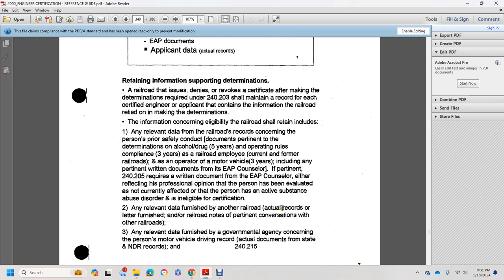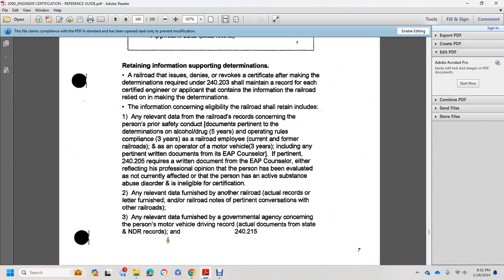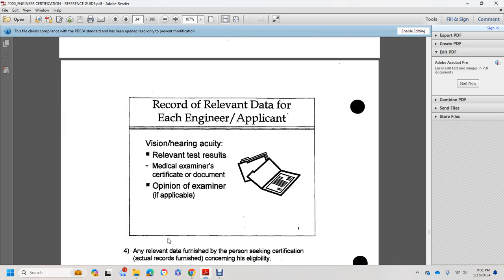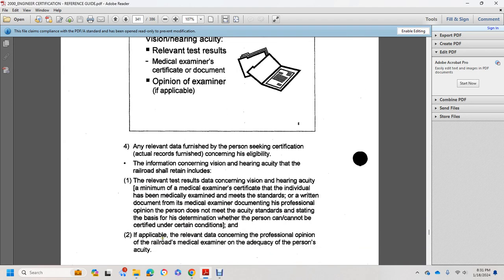Relevant data furnished by another railroad, such as actual records or letters furnished where the railroad knows of pertinent conversation with the other railroad. Relevant data furnished by a governmental agency concerned with the person's motor vehicle driving record, actual documents of the state, National Driver Register records, and any data furnished in the case of the person seeking certification. For records concerning eligibility information on vision and hearing acuity, the railroad shall retain relevant test results concerning vision.